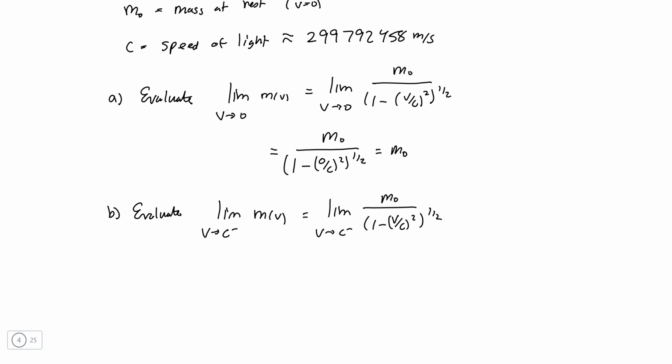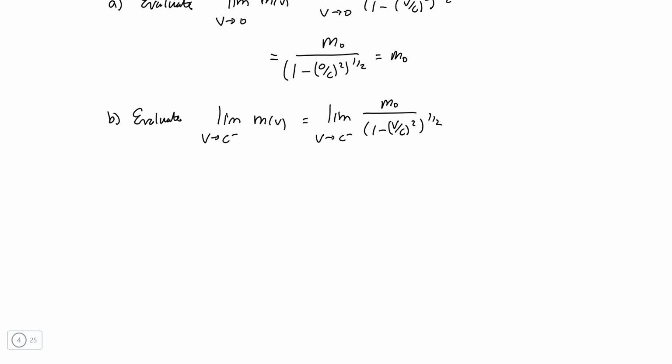Now this is a little trickier, so let's try to break this down and see what's happening with each piece. So as v goes to c from the left, notice the top isn't changing at all. So let's look at the bottom. So if I look at v over c squared, as v gets close to c, that gets close to 1. This gets close to 1, but it's always a little smaller than 1.